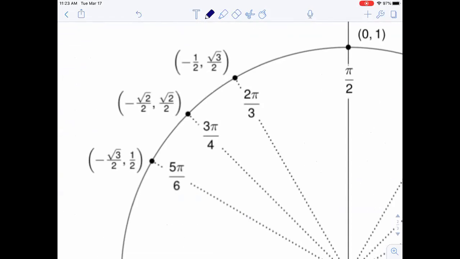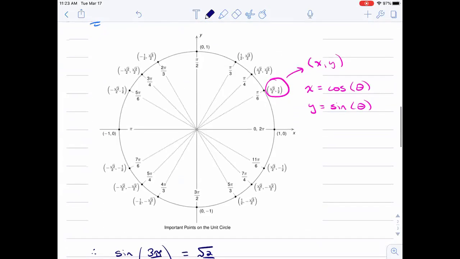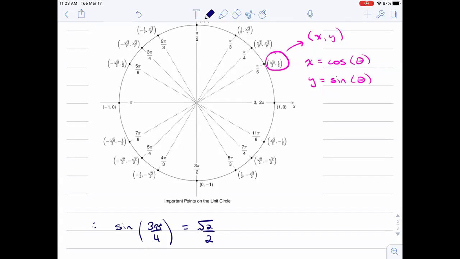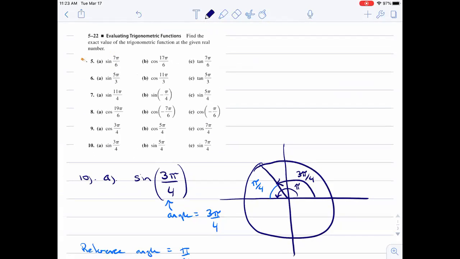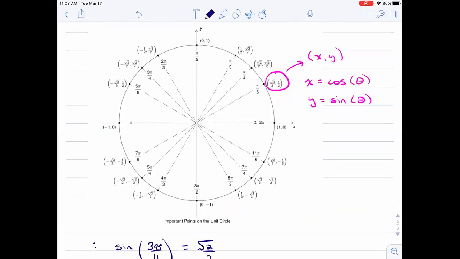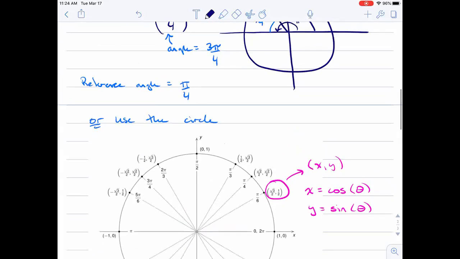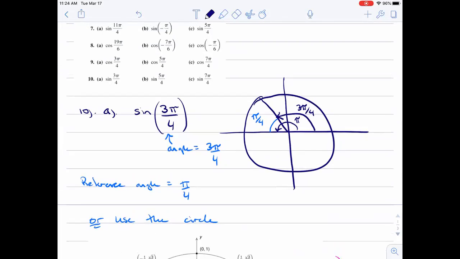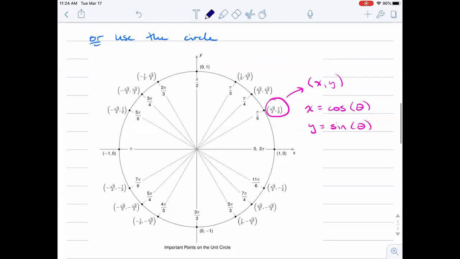So if we use this circle, then what's the next one here? Sine of 5 pi over 4. If we find 5 pi over 4 on here, I'm down here, so I'm at negative root 2 over 2 and negative root 2 over 2. And so the sine is negative root 2 over 2, same with the cos. On the outer side there is a cos, on the inner side there is a sine. So here, how to read those: they're in the format x, y. X is the cos and y is the sine.